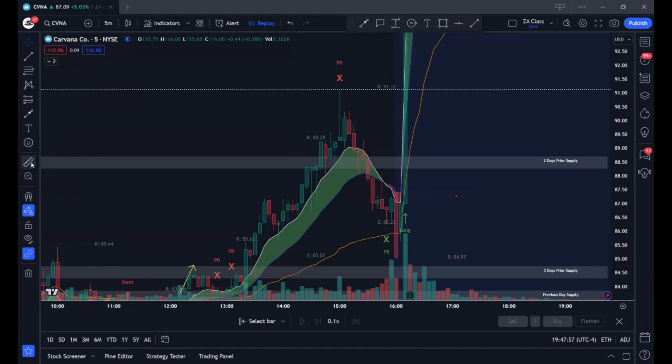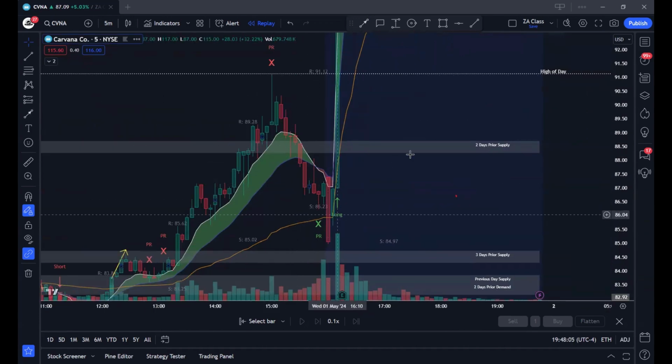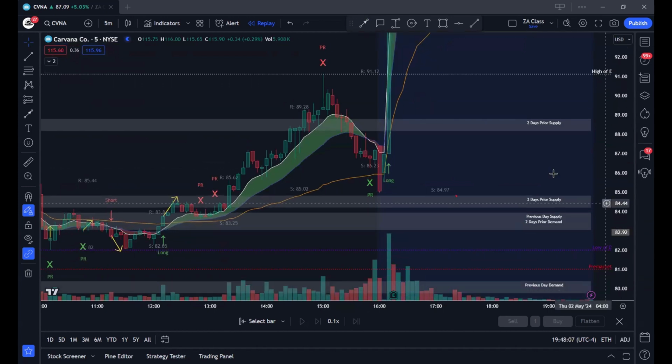This was nice. This was a PR that caught the exact top of Carvana. You can see this PR fired, and then we had a push all the way back down. So some good signals here and there.